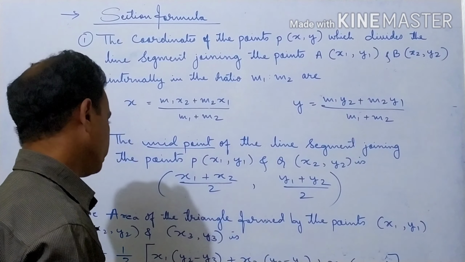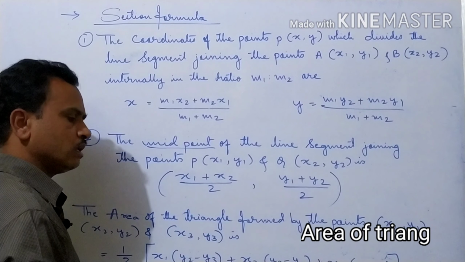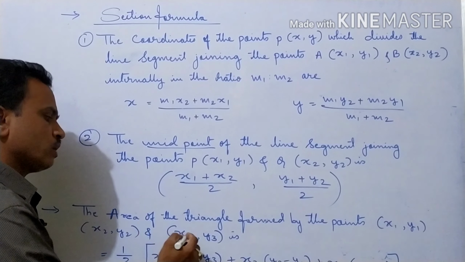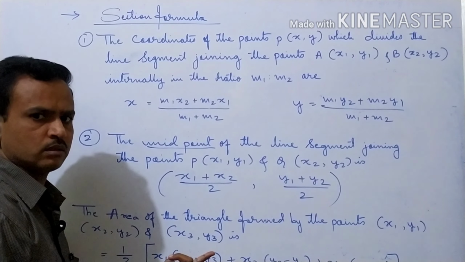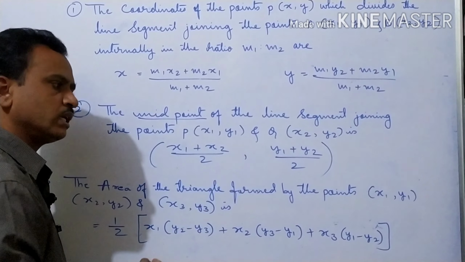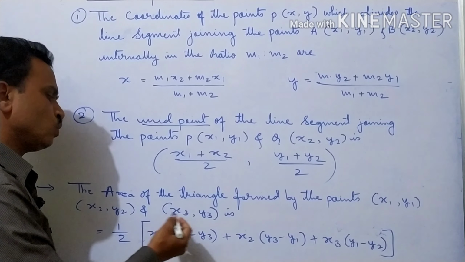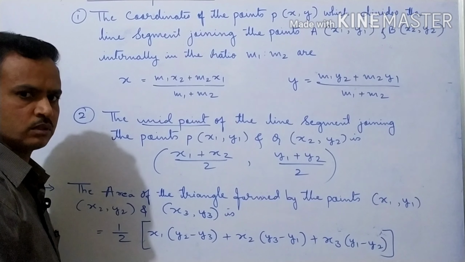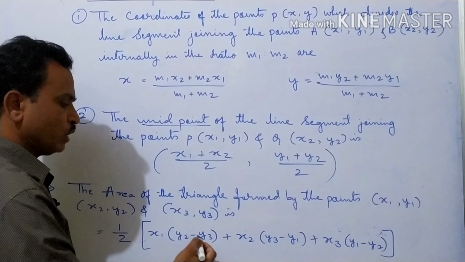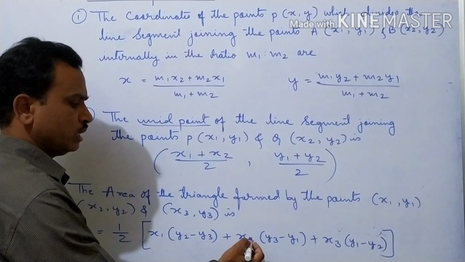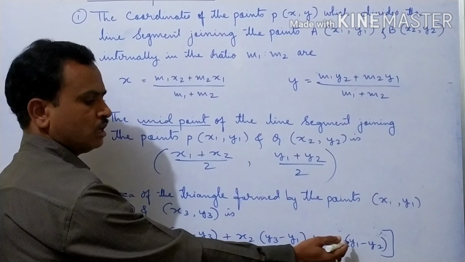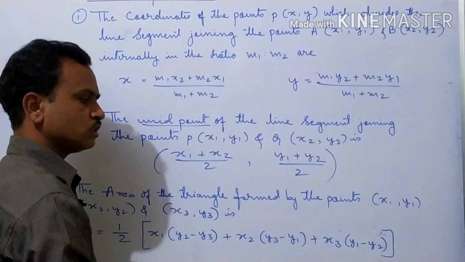Next point, the area of the triangle formed by the points (x1, y1), (x2, y2) and (x3, y3). To find the area of the triangle, the points are given here. That is equal to half of the square bracket: x1 (y2 minus y3) plus x2 (y3 minus y1) plus x3 (y1 minus y2), close the square bracket.